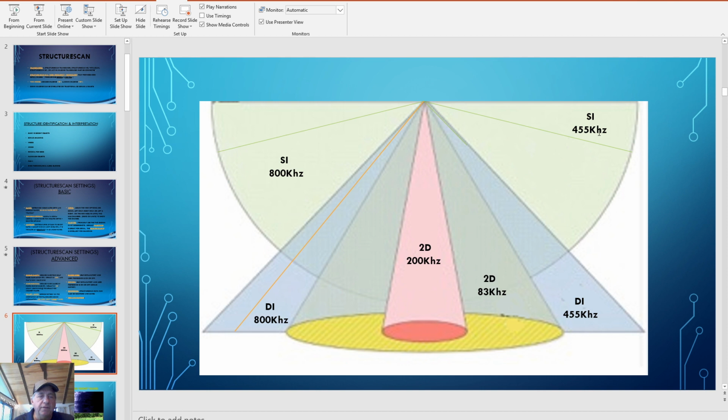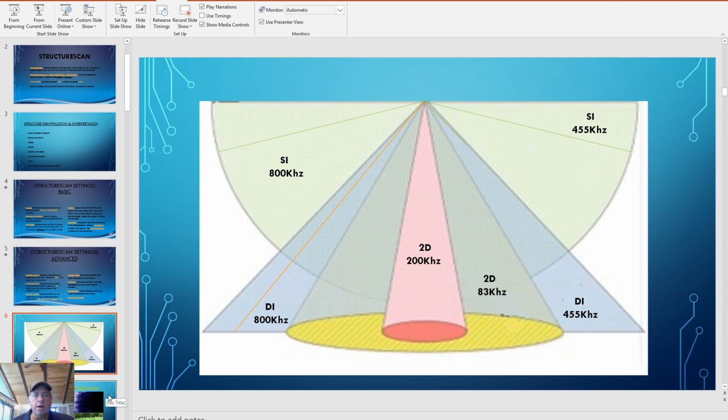Switching to 455 kilohertz side imaging, you basically get this whole 180-degree coverage area, both to the right and to the left, 90 degrees this way, 90 degrees this way, when you utilize that higher frequency. So keep those points in mind as we go along, and particularly while you're on the water.